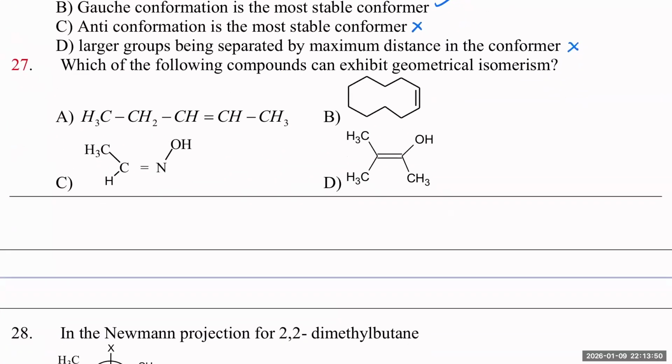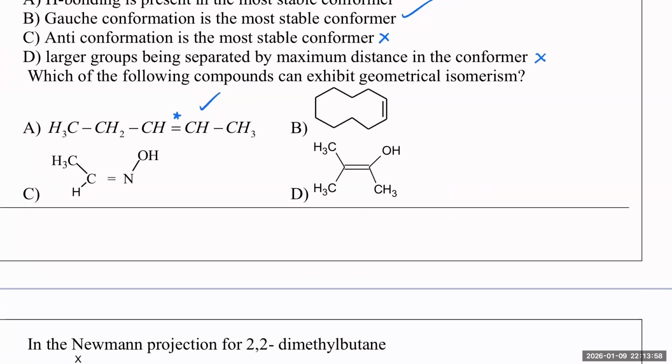Which of the following exhibits geometrical isomerism? First, here we can clearly notice cis and trans isomers. Here, this is decene. In the case of decene, the given structure is cis. Here I can have trans. So yes, this can show cis and trans. Here there is a lone pair, so it is an oxime. It can show cis and trans, syn and anti. Here it cannot show because on both sides we have a methyl group. So the answer is ABC.